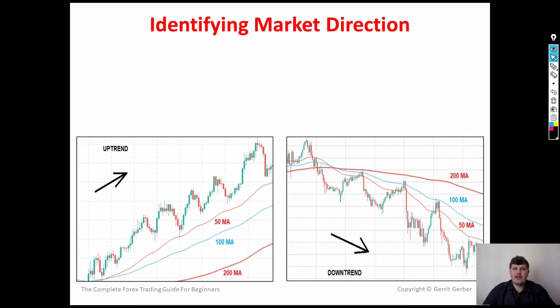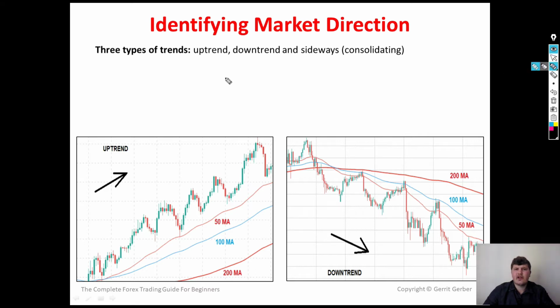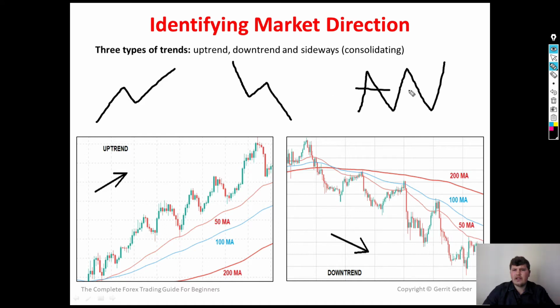In this lecture, I'm going to show you guys exactly how to identify market direction for any currency pair that you are busy trading. Now, there are 3 types of trends that you'll find in the Forex market, namely an uptrend, something like this, a downtrend moving lower, and a sideways or consolidating market that's just moving sideways.